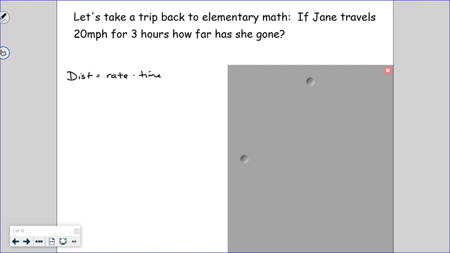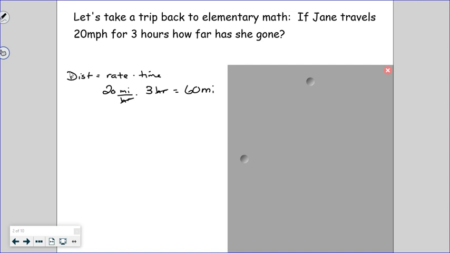Okay, and our rate was 20 miles per hour, and our time was 3 hours. And I want to show you something here. Think about the labels. If I've got an hour in the bottom and an hour in the top, don't those cancel? 20 times 3 is 60, and my label that's left is miles, right? Kind of the same idea is going to happen. Now we're going to look at it kind of bridging that way into calculus.